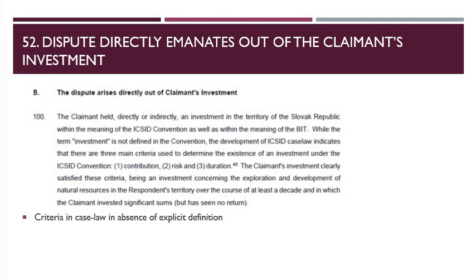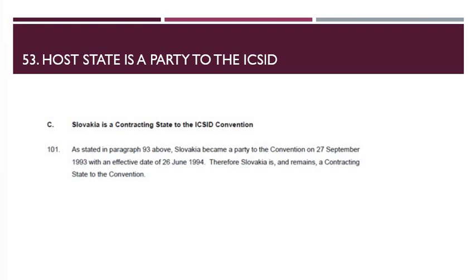Now, item 53 of the checklist is that the host state is a party to the ICSID Convention, and in the notice it figures like this. C. Slovakia is a contracting state to the ICSID Convention. As stated in para 93 above, Slovakia became a party to the convention on 27 September 1993 with an effective date of 26 June 1994. Therefore, Slovakia is and remains a contracting state to the convention.